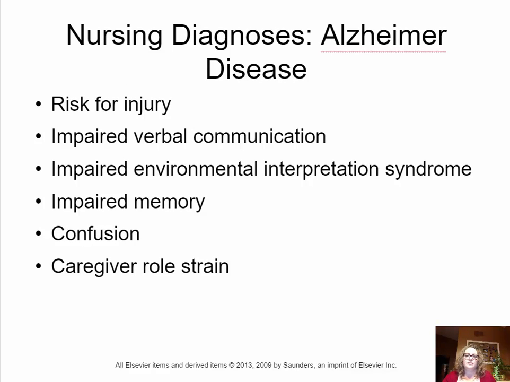Nursing diagnoses for Alzheimer's disease can include risk for injury, impaired verbal communication, impaired environmental interpretation syndrome, impaired memory, confusion, caregiver role strain, and of course self-care deficit, knowledge deficit, and then there are others as well.